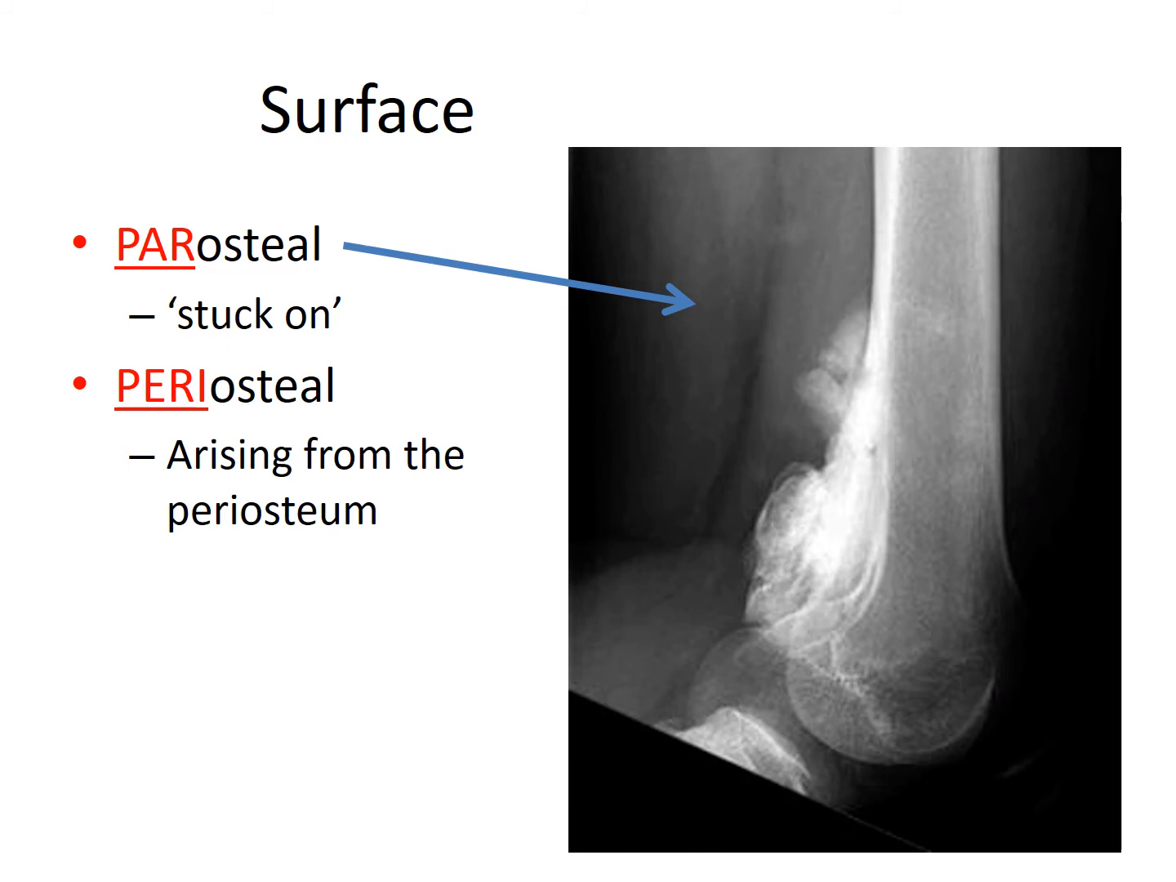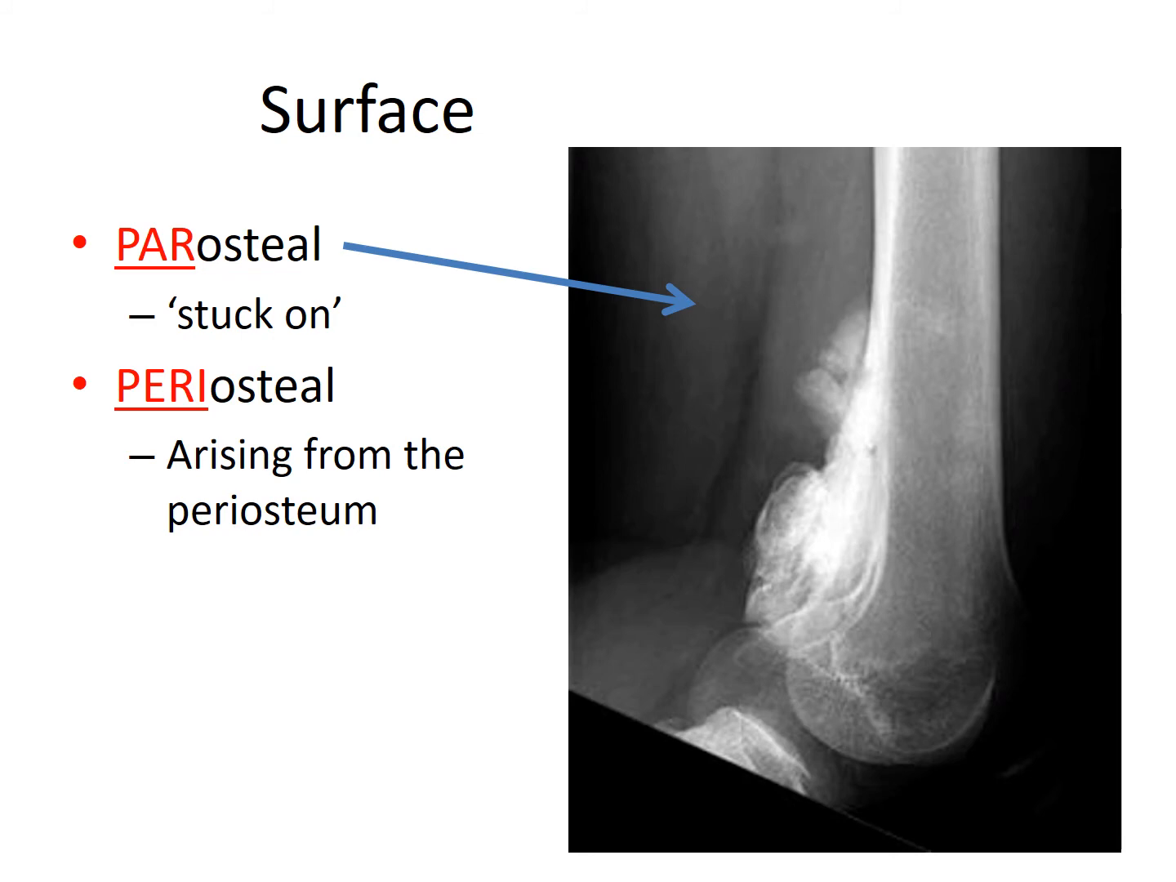Consideration should also be given for surface lesions. There are low-grade surface lesions and high-grade surface lesions when we're talking about bone tumors. This is a parosteal osteosarcoma. It's stuck on bone. This is in contrast to the periosteal osteosarcoma, which really, in consideration, arises from the periosteum. There's a difference in the two histologically. There's a difference in how they behave and the overall prognosis.